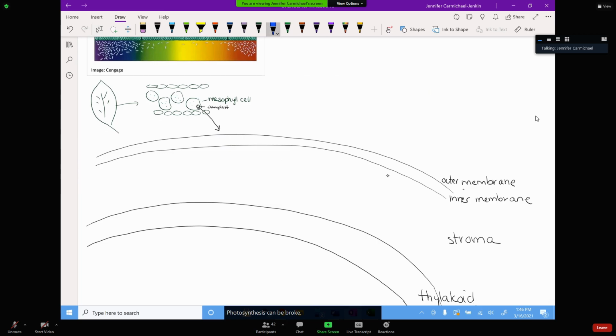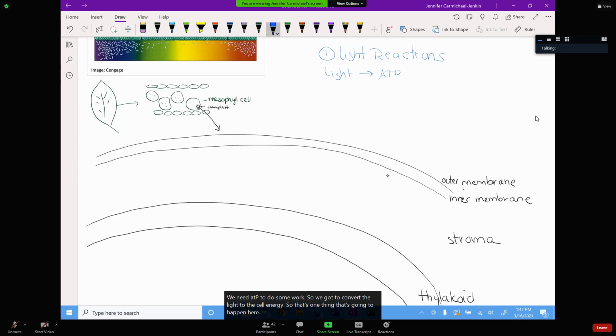Photosynthesis can be broken up into two main stages. The first one is very conveniently called the light reactions. The cell is going to turn light into ATP. We need ATP to do cell work, so we've got to convert the light to the cell energy. So that's one thing that's going to happen here. We're also going to split water.